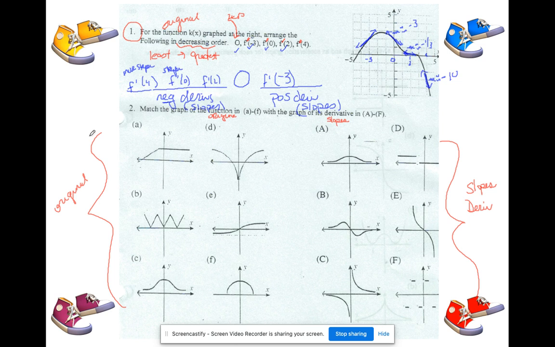If I were to draw a tangent line at this point, this point, this point, and this point, because this piece of the graph is linear, you already know by power down that the derivative should be a constant, constantly positive. Which graphs over here have a constant graph that is positive? The derivative is constant and positive.